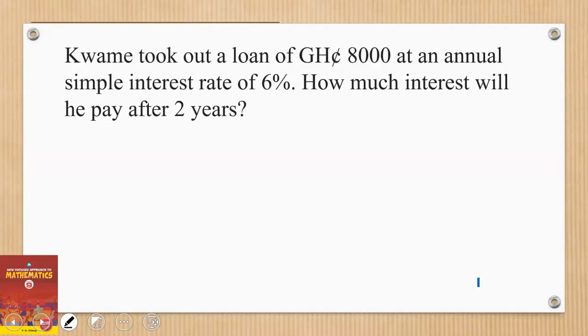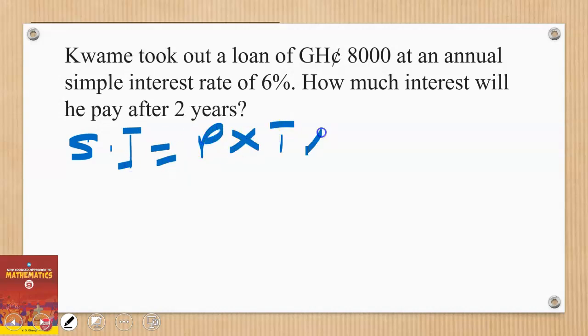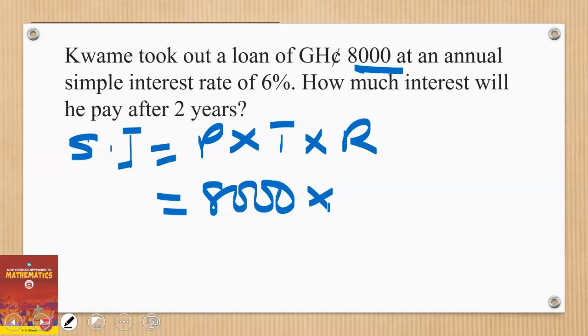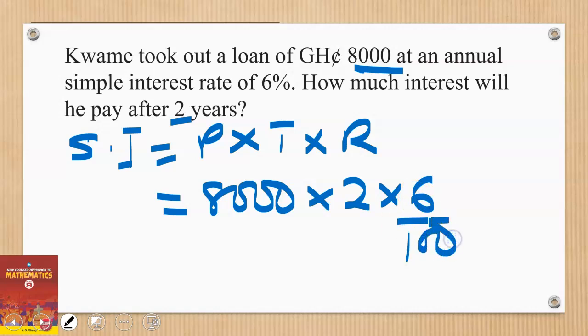Kwame took out a loan of 8,000 at an annual simple interest rate of 6%. How much interest will he pay after using the money for 2 years? Okay, so again, the simple interest is equal to the principal times time times rate. Note that the rate is in percentage, so it must be over 100. Now we want to know the principal. According to the question, it is given as 8,000. What about the time? 2 years. What about the rate? 6. So 6 over 100.